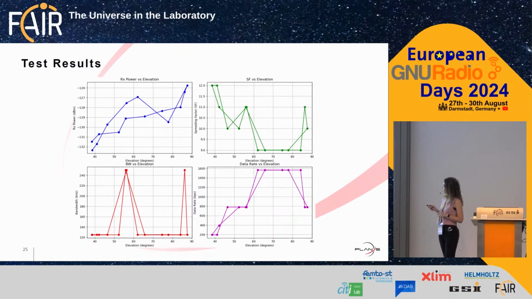And the data rate versus elevation graph is the key point, because in one satellite pass, as you can see, we increase the data rate. It is not constant. So when the satellite approaches, the data rate increases, multiplied by 8, we can see.